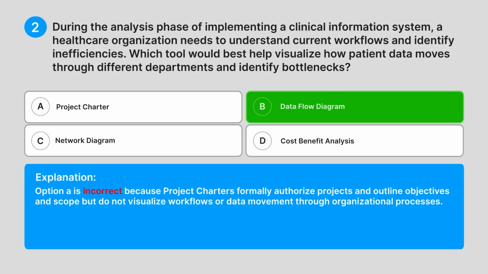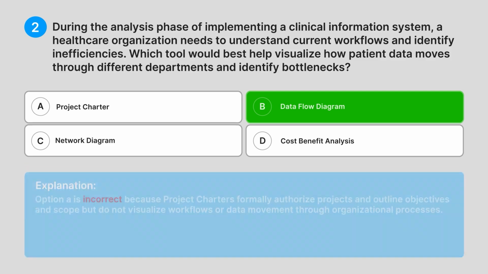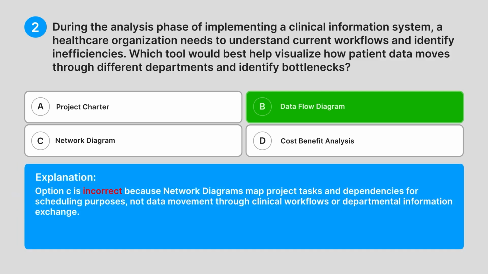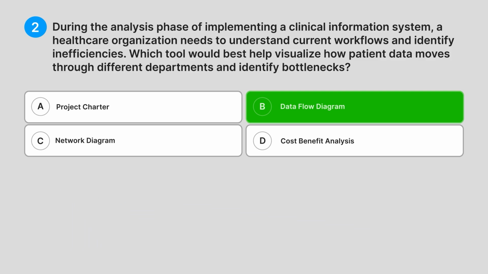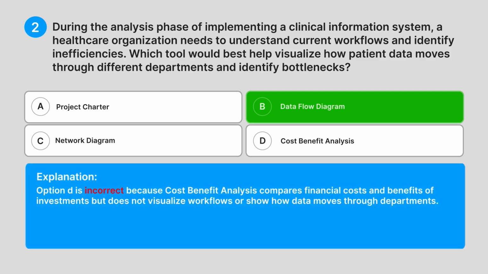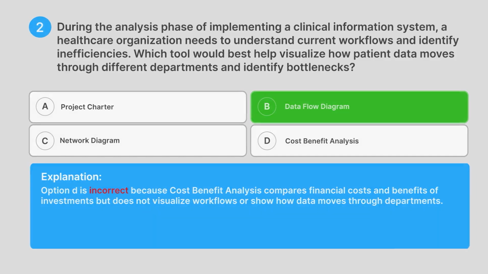Option A is incorrect because project charters formally authorize projects and outline objectives and scope, but do not visualize workflows or data movement through organizational processes. Option C is incorrect because network diagrams map project tasks and dependencies for scheduling purposes, not data movement through clinical workflows or departmental information exchange. Option D is incorrect because cost-benefit analysis compares financial costs and benefits of investments, but does not visualize workflows or show how data moves through departments.